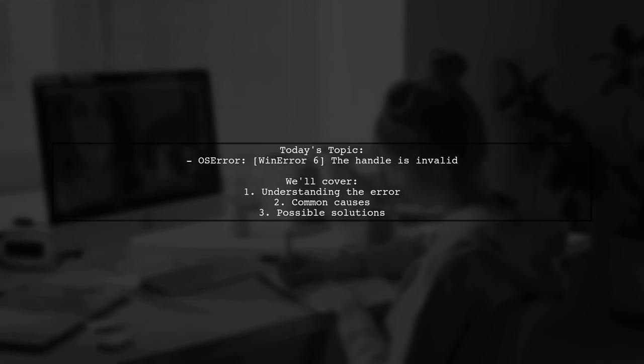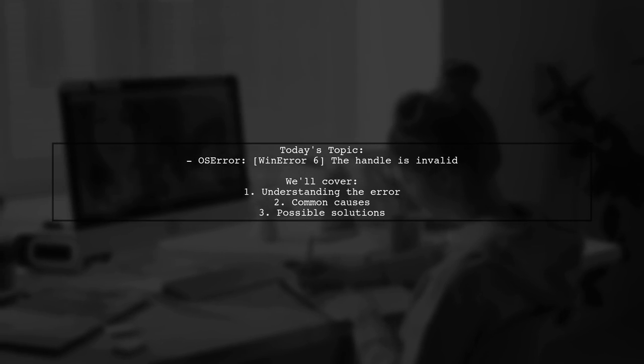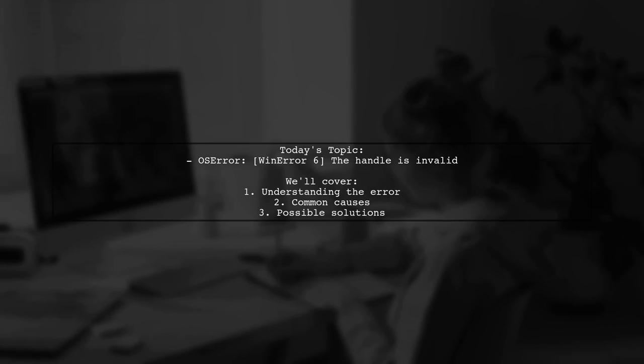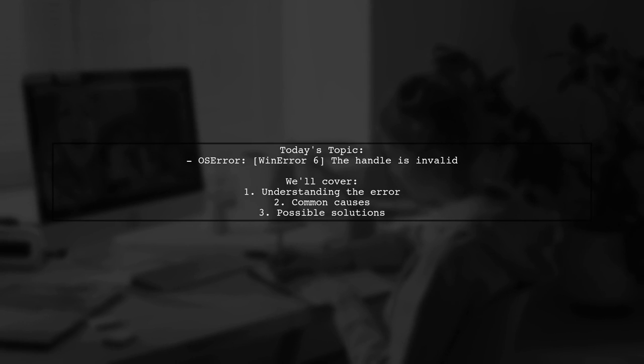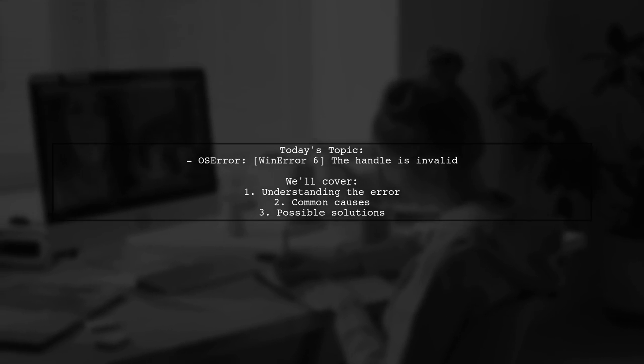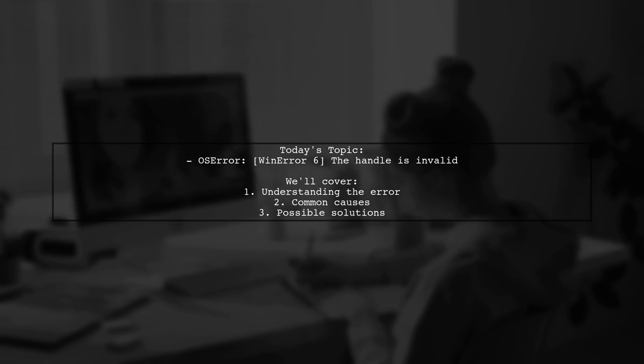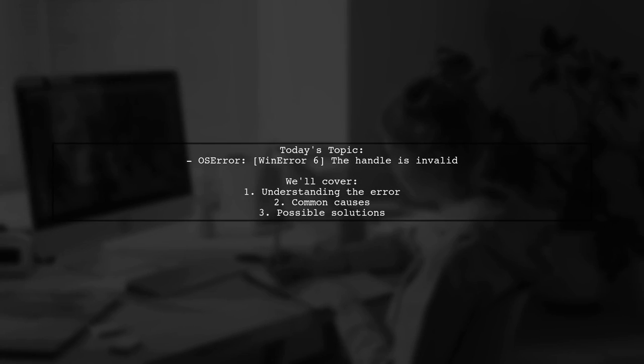Today, we're tackling a frustrating error that many Python developers encounter. Our viewer is working with the moviepy library and has run into an OSError, WinError 6, indicating that the handle is invalid. Let's break down this issue and explore some potential workarounds to get your video processing back on track.